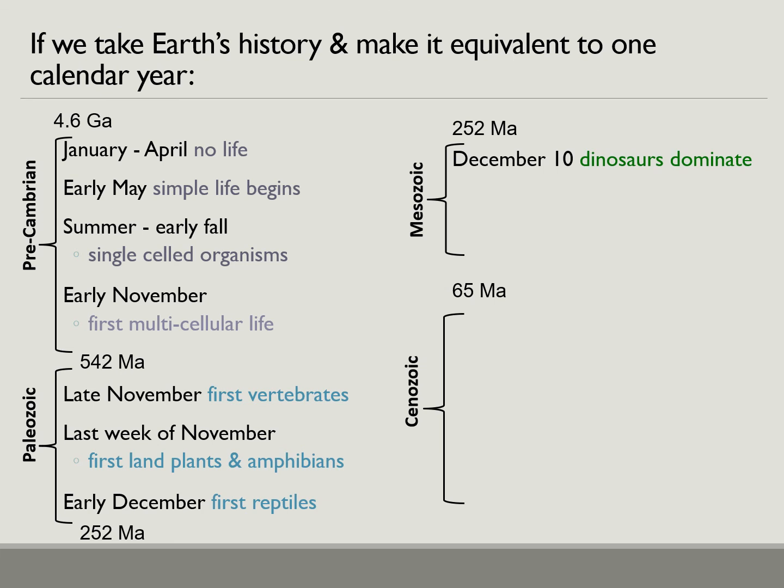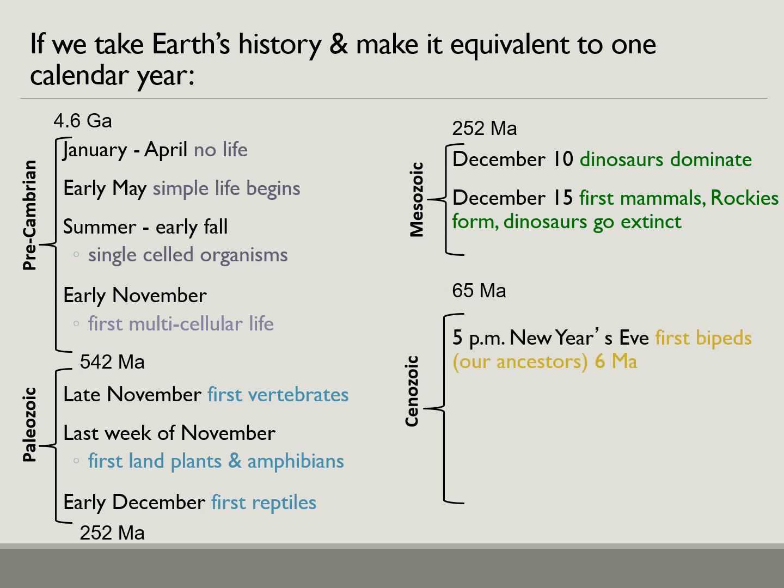December 10th, you have the domination of dinosaurs. And on December 15th, you get the first mammals, the Rockies form, and dinosaurs go extinct. So you get the appearance of mammals with only 15 days remaining in the year. Okay, at 5 p.m. on New Year's Eve, you get the first ancient humans, our ancestors, the first bipeds. At 11 p.m., 1 hour to go, you get the appearance of stone tools. With 15 minutes to go, our genus evolves and appears. And with 2 minutes remaining, you get complex civilization.